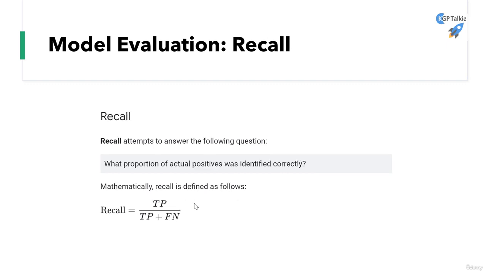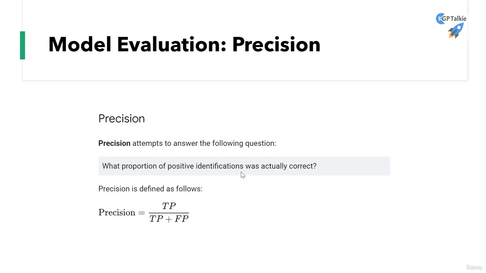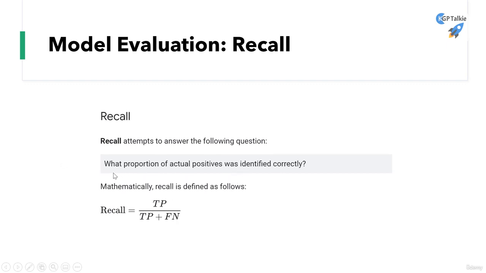Alright, then another model evaluation metric is recall. Recall is what proportion of actual positives was identified correctly. But if you see the difference, precision says what proportion of positive identifications was actually correct, and now recall is saying what proportion of actual positives was identified correctly.